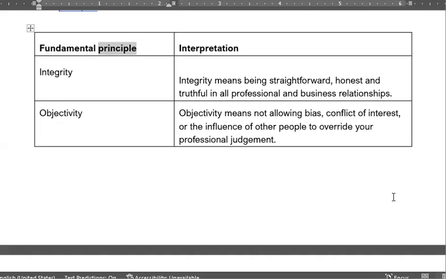Fundamental principles. Integrity. Integrity means being straightforward, honest, and truthful in all professional and business relationships.